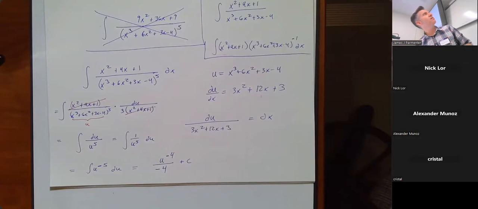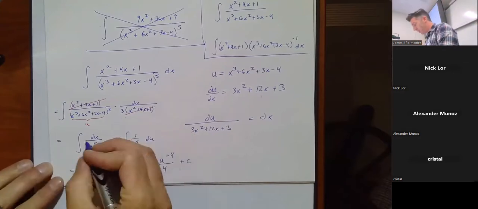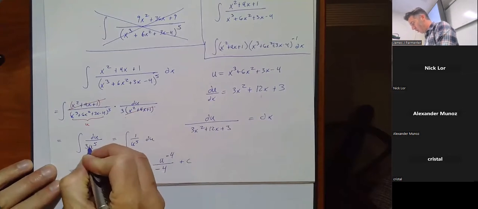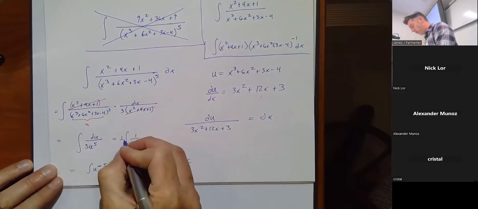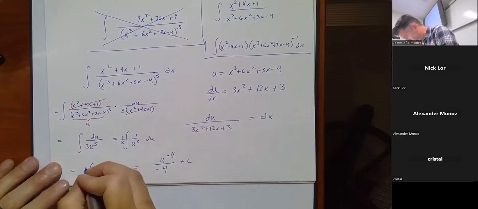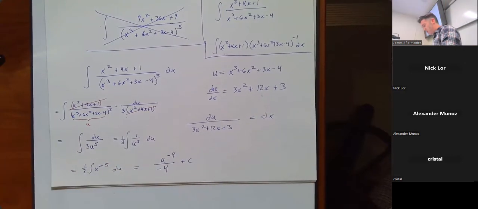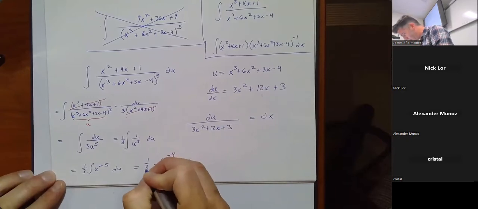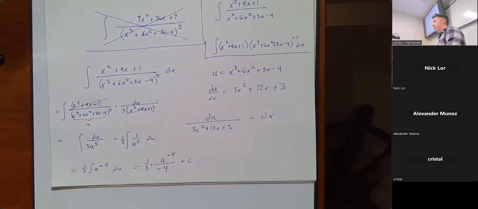What 3? Oh, good question. Yeah, that 3. What 3? Yeah, so you can put it here, or I would probably bring it out in front as 1/3. Yeah, excellent point. The 3 is, yes, the 3. Oh my gosh, there's a 1/3. And so then I have a 1/3 times u to the negative 4th over negative 4.